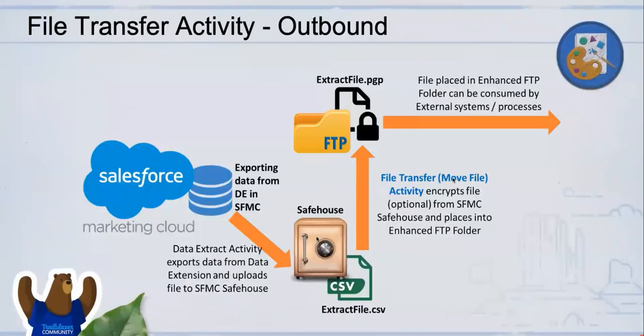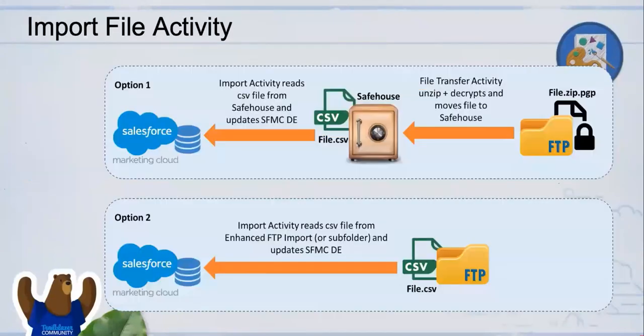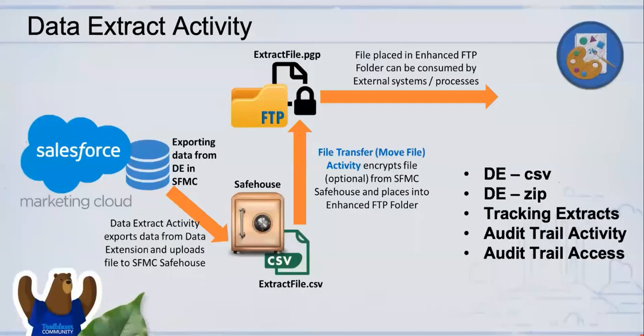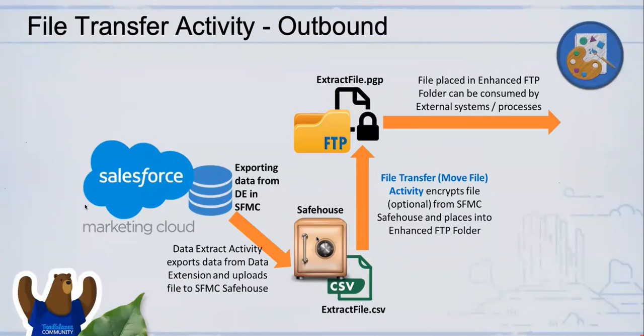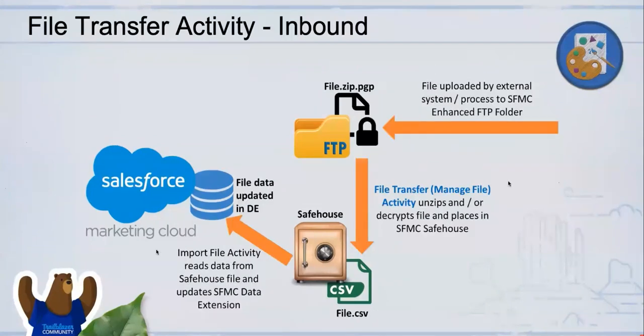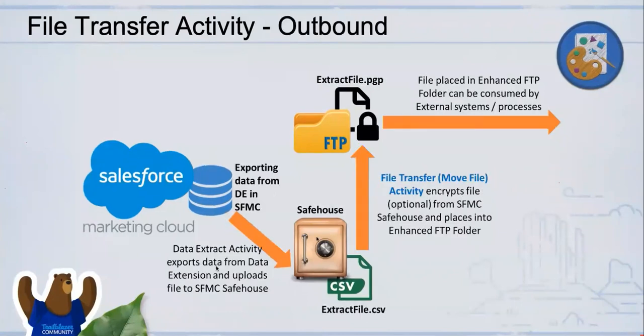Right, so I'll talk about now import file and data extract activities. Import file activity and data extract activity in these 2 slides, which once again, to reiterate, these are used along with file transfer activity. So the entire procedure or the entire automation of inbound ingestion of data or outbound exporting of data to and from Marketing Cloud is done with a combination of 2 activities: file transfer plus import, or data extract plus file transfer.